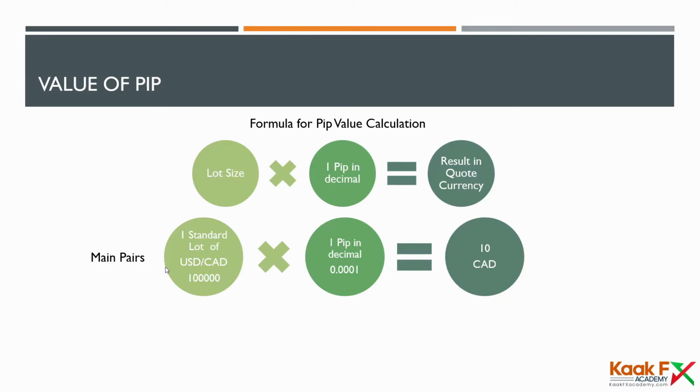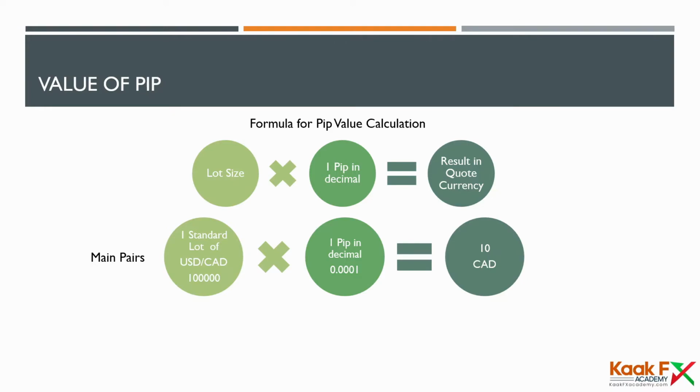This is for one of the main pairs, not involving the Japanese yen. One standard lot we are trading, so that means 100,000 USD times 1 pip in decimal. So that would be 0.0001, equal to $10 Canadian. Our profit or loss of 1 pip would result in a profit or loss of $10 Canadian. Of course, your broker will convert that into the base currency of the account.